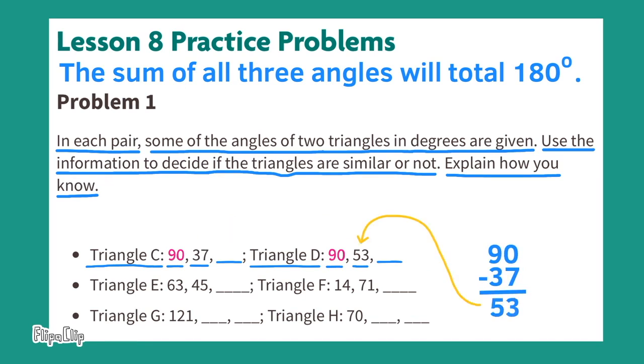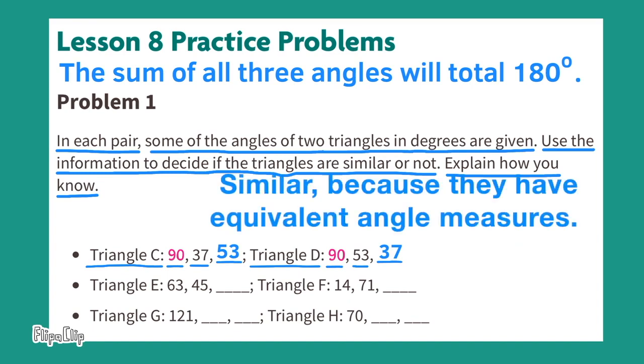So it turns out that Triangle C's angle measures are 90 degrees, 37 degrees, and 53 degrees, and Triangle D has the same angle measures. These triangles are similar because they have the same angle measures.